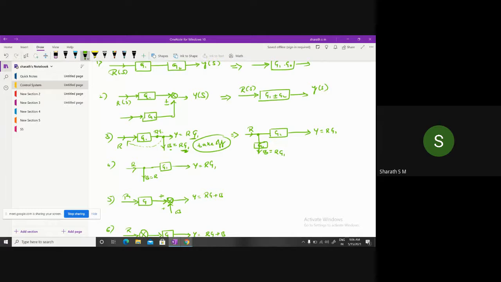So that concludes, if we move the takeoff point from right to left, then whatever variable is present in this particular block, we need to make a product here, that we need to add here. So now B is equal to R into G1. This is to retain the same thing here. Here the intermediate output is B is equal to R into G1. Now the intermediate output initially is B is equal to R.